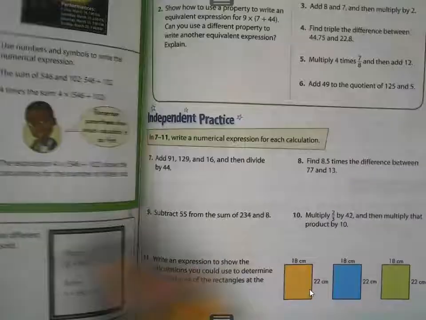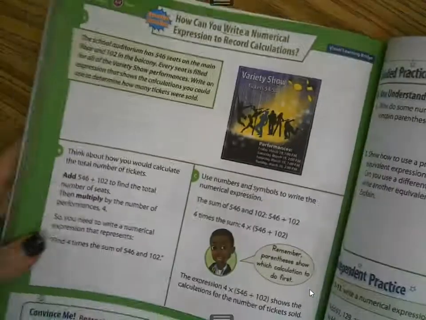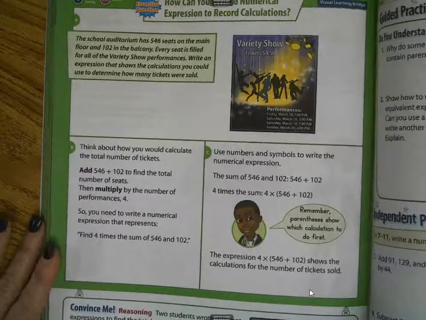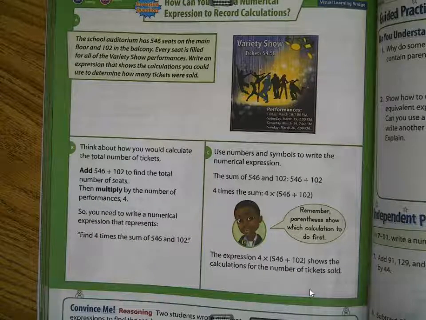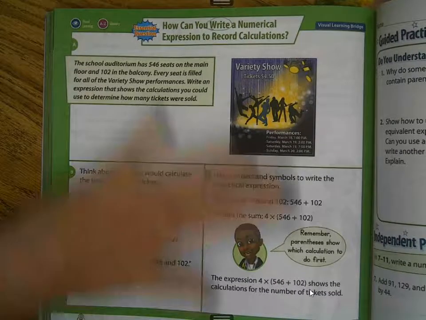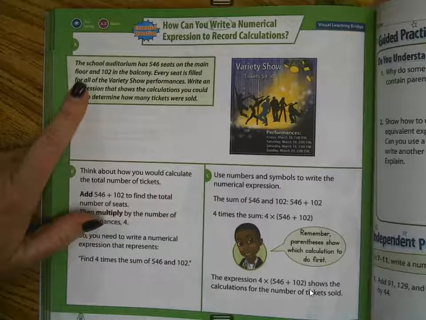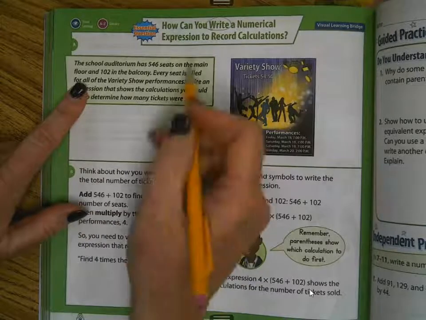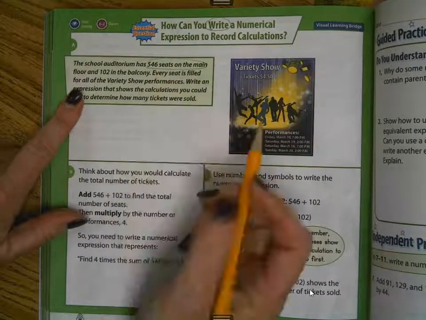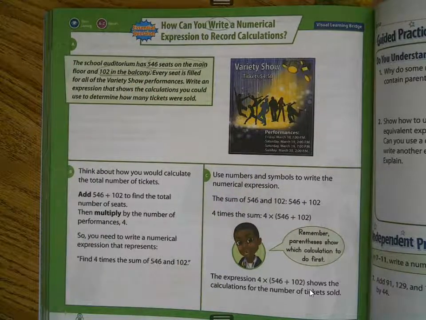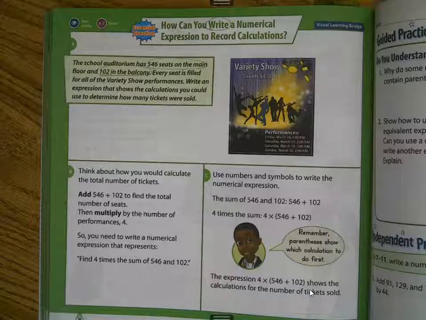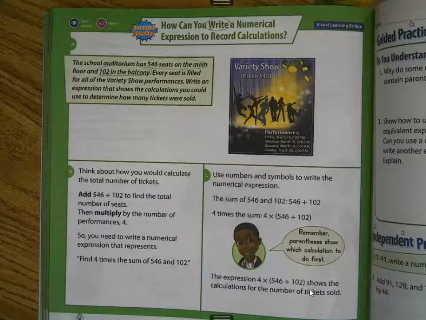All right, we're going to go to page 542, and this is your visual learning example. If you're working on your practice buddy today and you click on the eye icon to get help and they show you a video, this is usually the video you're going to see about this problem. So the school auditorium has 546 seats in the main floor and 102 in the balcony. All right, so 546 on the main and 102 in the balcony. Every seat is filled for all of the variety show performances. Write an expression that shows the calculations you could use to determine how many tickets were sold.